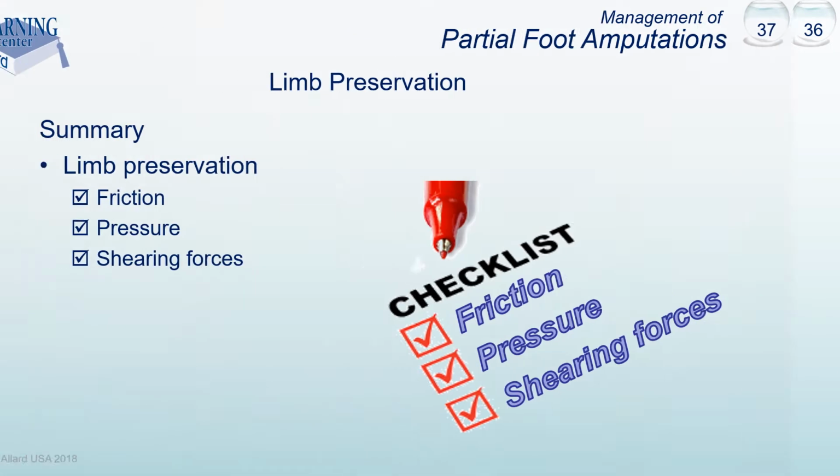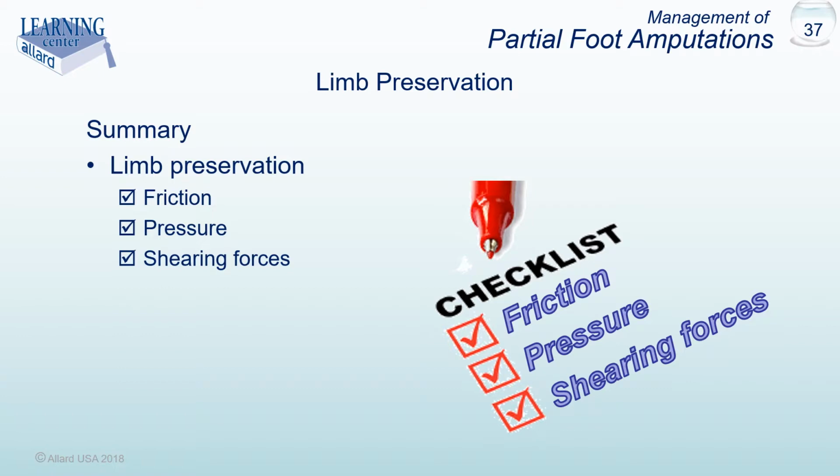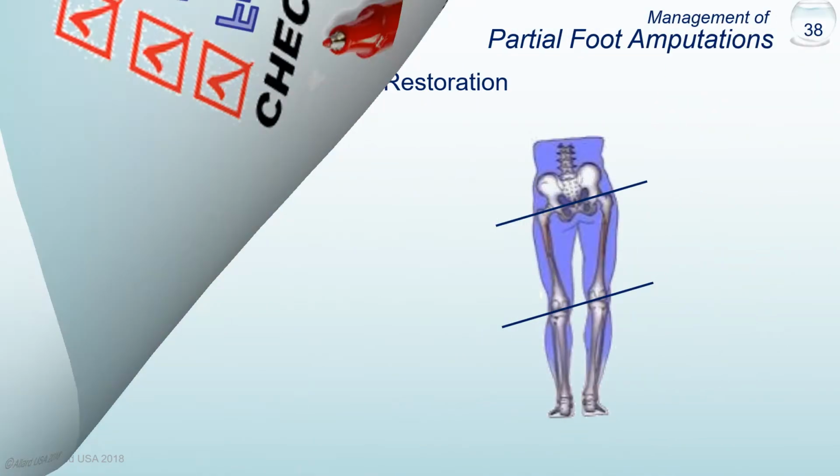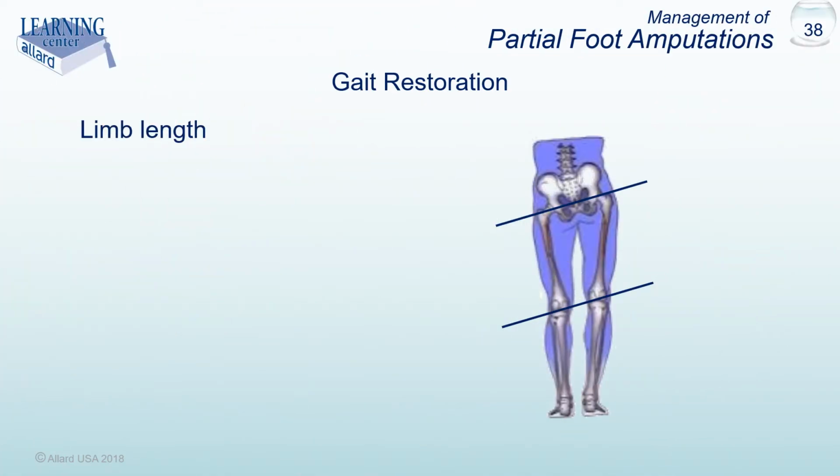By managing friction, pressure, and shearing forces, we help patients overcome the destructive forces that occur in partial foot amputations that can lead to secondary proximal amputations. Now that limb preservation issues have been addressed, we can move on to restoring the function of gait.